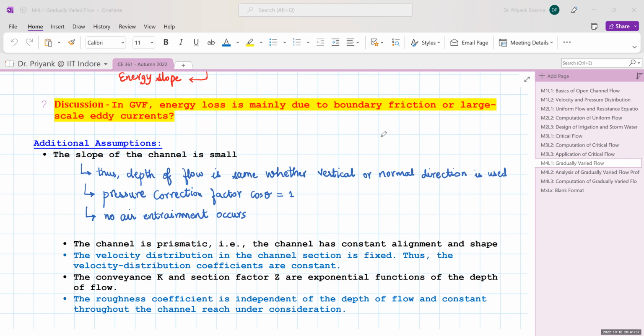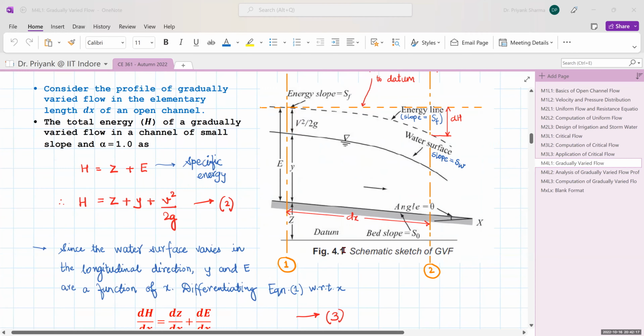The second assumption is that the channel is prismatic, that is, it has a constant alignment and shape. Then the velocity distribution in the channel is also fixed, so the velocity distribution coefficient is constant. So alpha would be equal to 1. The conveyance K and the section factor Z are exponential functions of flow depth, so they vary exponentially with the flow depth. The roughness coefficient is independent of the depth of flow and constant throughout the channel under consideration. That is also a very important assumption, since we saw that usually the roughness coefficient varies with the depth, but here we are assuming it constant across a cross section.